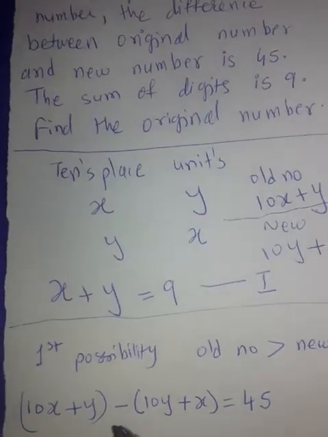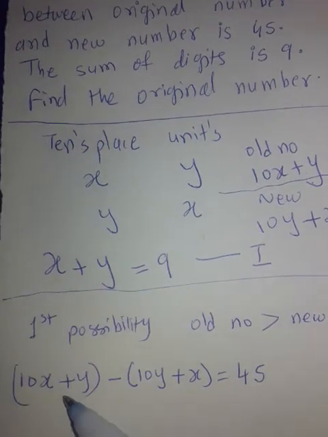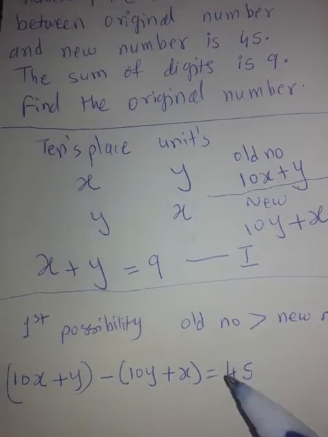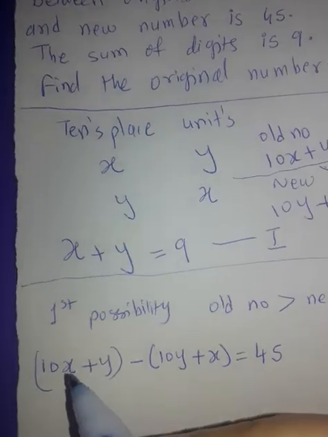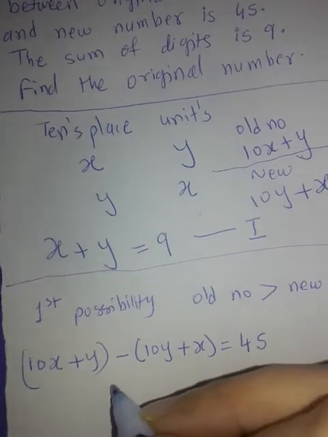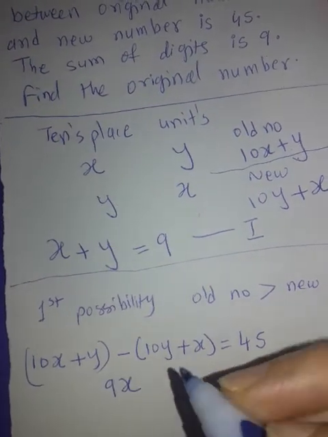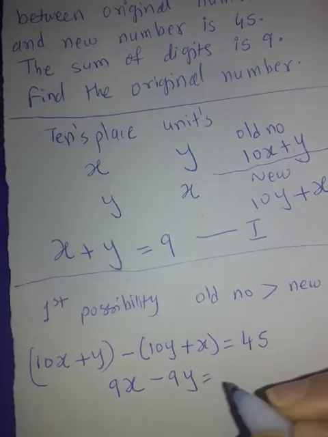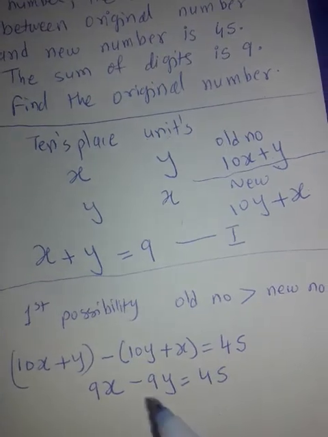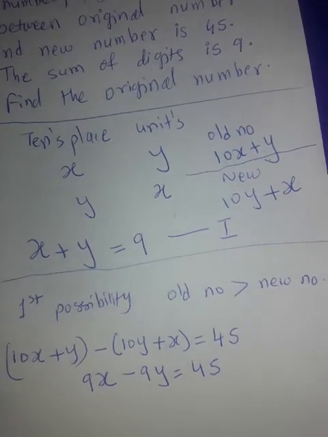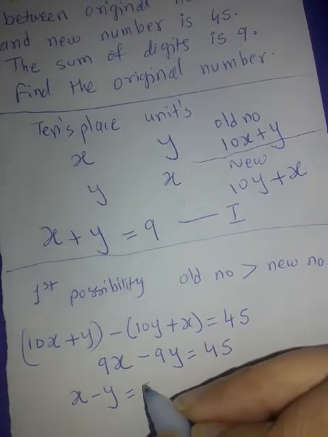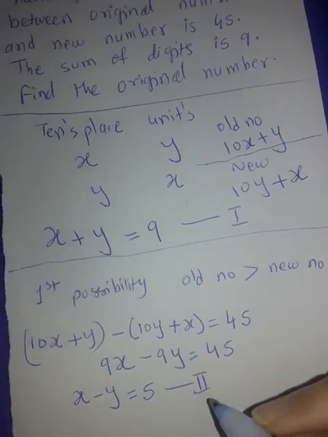Old number more than new number, and their difference is 45. That means old number minus new number will be 45. Old number is more, that I have assumed. So when I solve this, what will I get when I open the bracket? This will be minus x, isn't it? So 10x minus x, that is 9x. Y minus 10y is minus 9y is equal to 45. If I take 9 as common factor and divide both sides by 9, I will get x minus y is equal to 5. This will be my equation number 2.